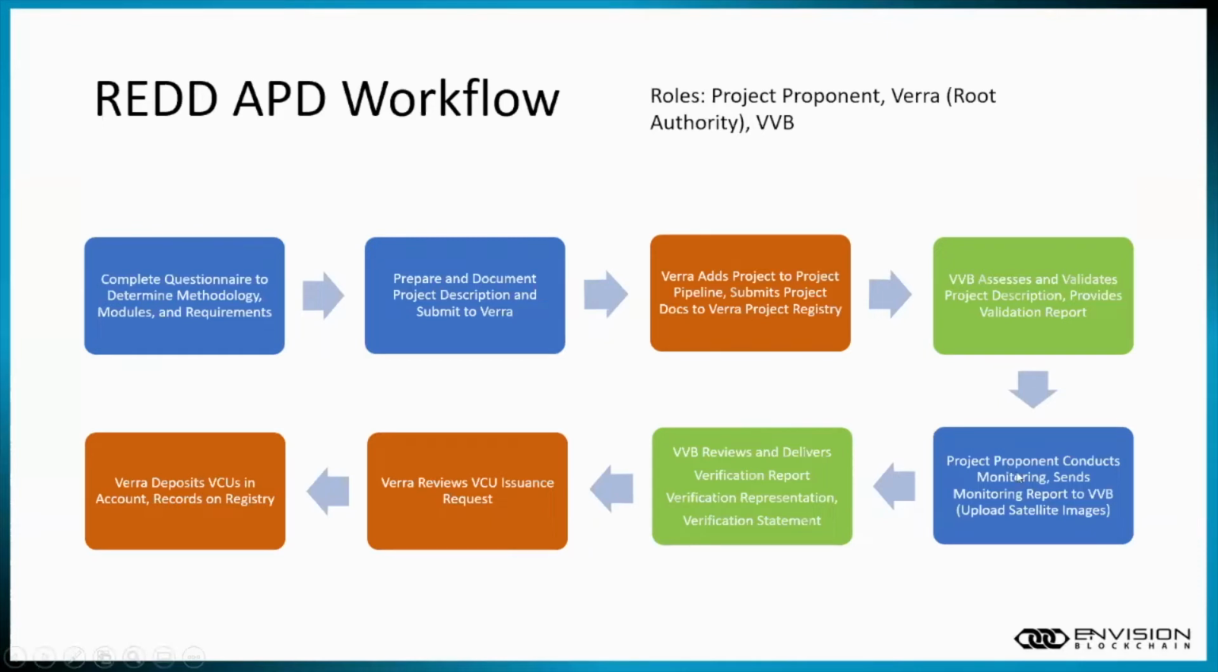From there, the project proponent will conduct monitoring and then submit a monitoring report to the VVB. The VVB will then verify the monitoring report and the calculations within the monitoring report, which will determine how many VCUs are to be issued. And the VCU issuance request is submitted to Verra. Then VCUs are issued, recorded in the registry, and they can then be traded or they can be retired. Retiring them can help entities reduce their greenhouse gas emissions.